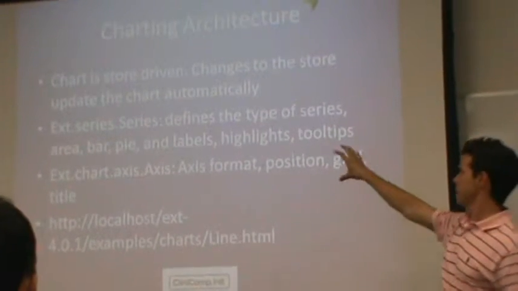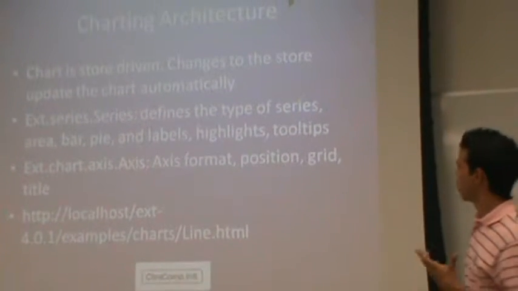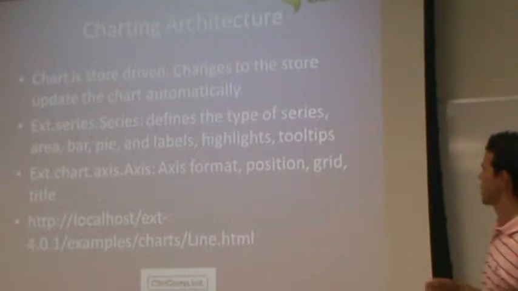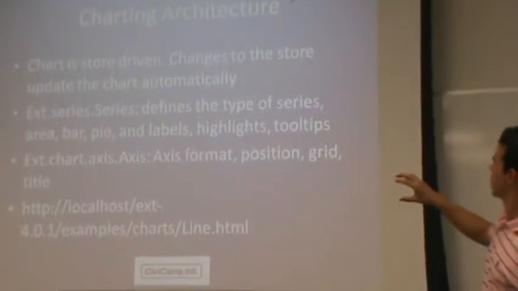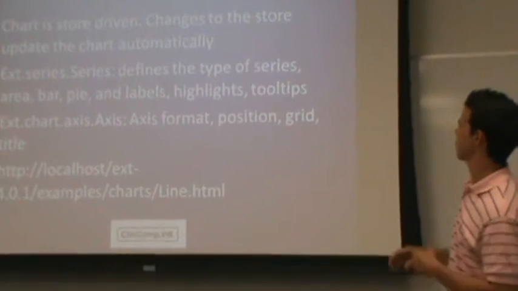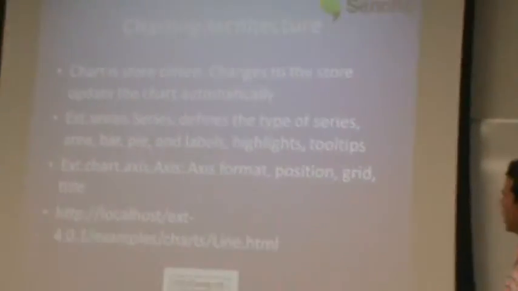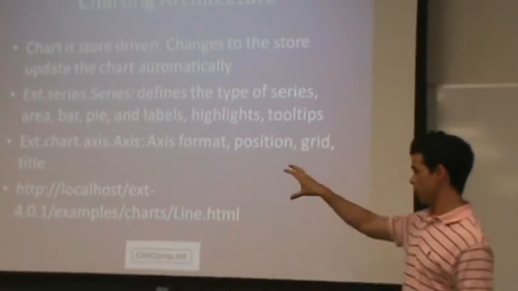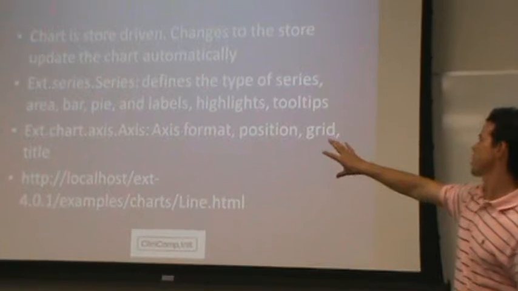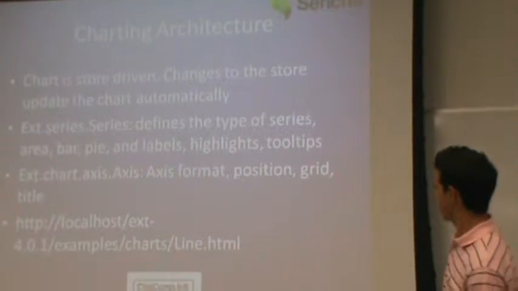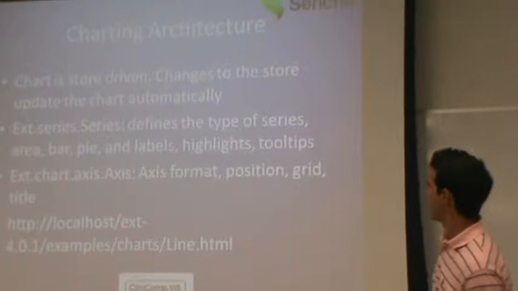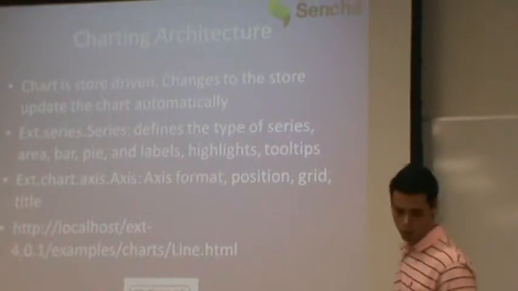The second part is Ext.chart.series.Series, which defines the type of series, area, bar, pie, and the labels, whether to highlight the series, to give it tooltips. And then the other part of the configuration is the axis: the axis format, position, grid, and title. It's a little hard to figure out when you're looking at this.